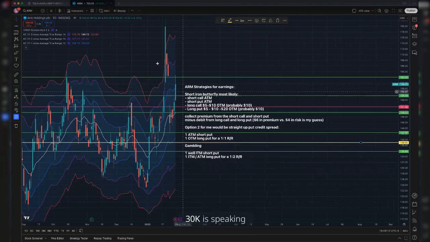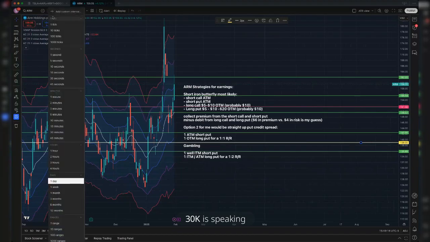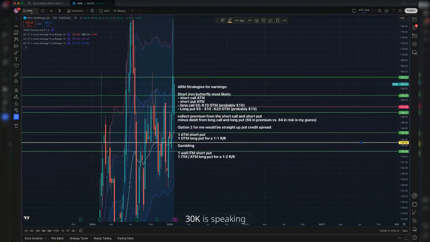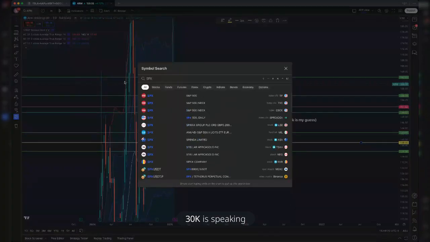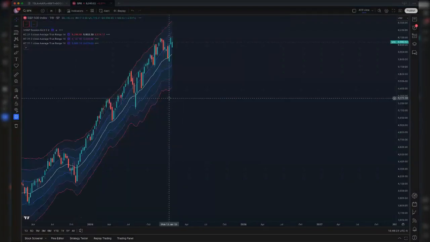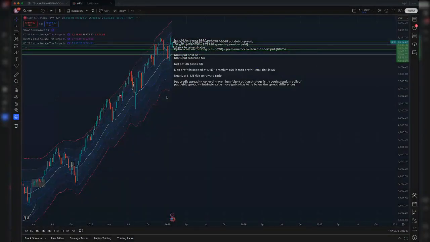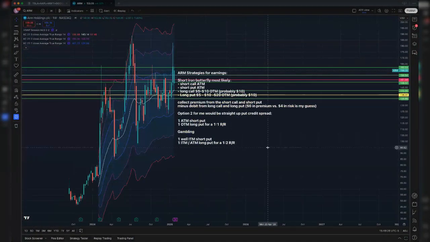Let me look at the weekly time horizon on this, actually. Oh my God, this is annoying. Hold on. That's bullish. I mean, your risk is to here, right? Your risk is to 125, right?